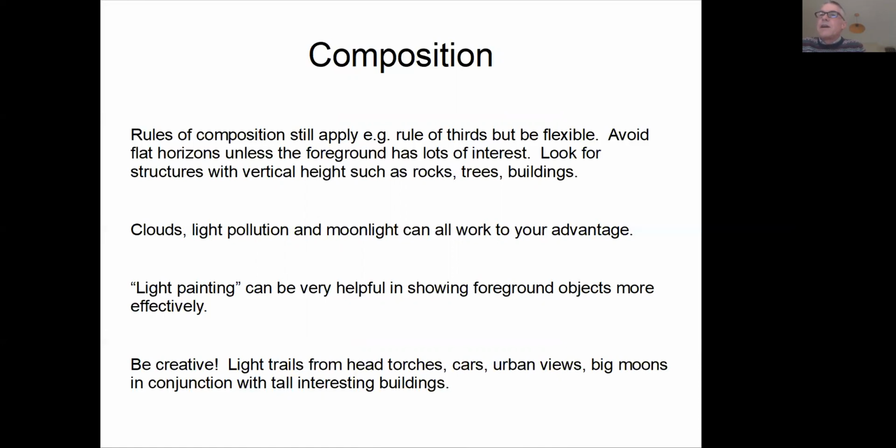As I said earlier, avoid flat horizons unless the foreground has a lot of interest, like a water scene or something. And structures with vertical height work really well. They don't even have to be particularly pretty structures, really. Just old industrial chimneys or whatever. Something that gives a bit of drama. We're just aiming to get a nice juxtaposition between what's familiar to us, the Earth and our surroundings, which we know, juxtaposed with the infinite sky. I think that's what works so well, these types of photographs.